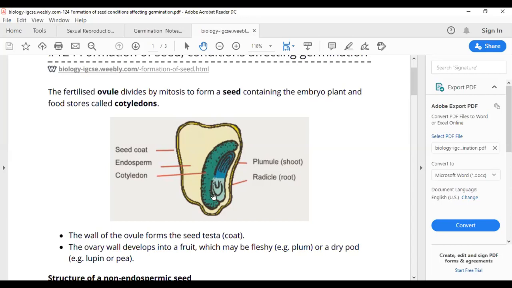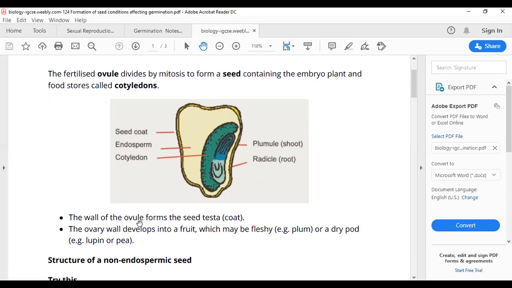There's the embryo that has a young shoot and a young root. There are cotyledons. Some seeds have one cotyledon, and they are known as monocotyledonous seeds. And there are some seeds that have two cotyledons, known as dicotyledonous seeds. And then you can have extra storage of food called an endosperm, and then you have a seed coat. So the wall of the ovule forms a seed coat, which is also known as a tester.